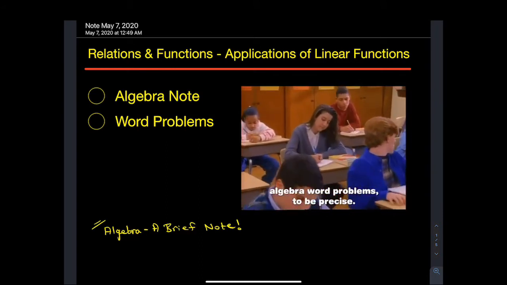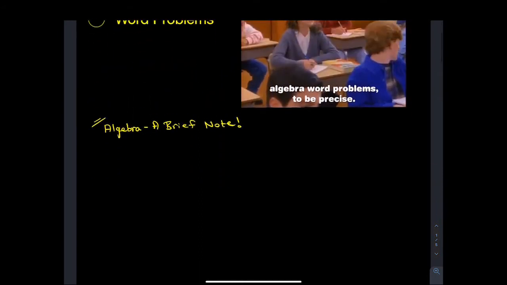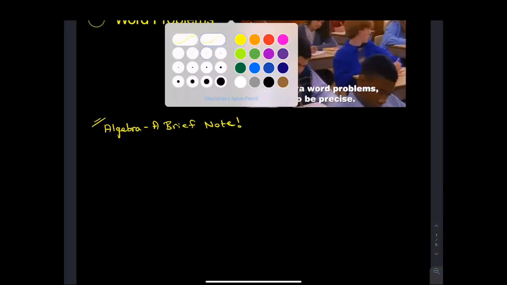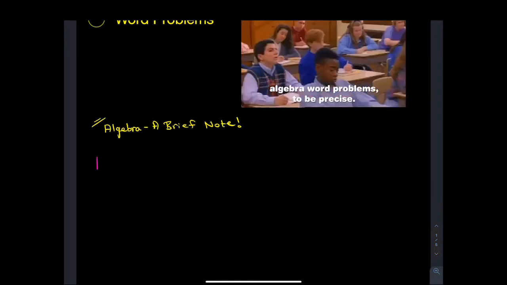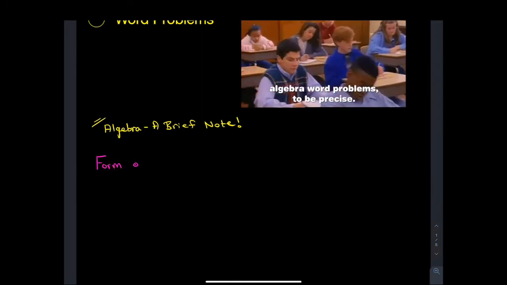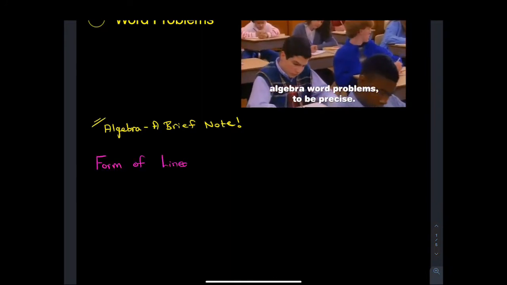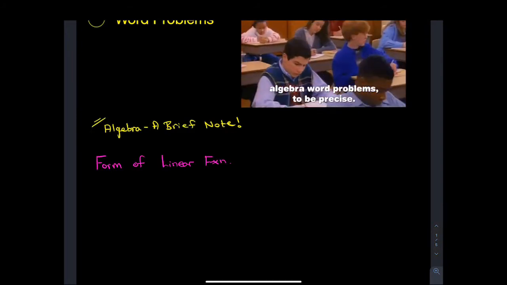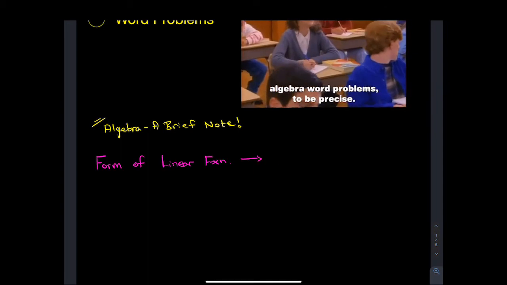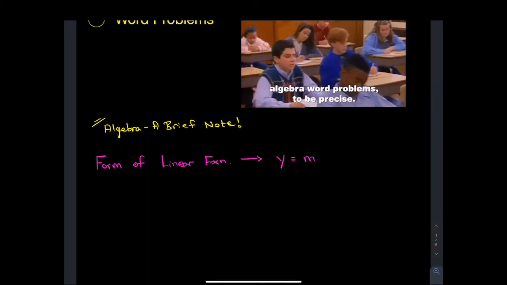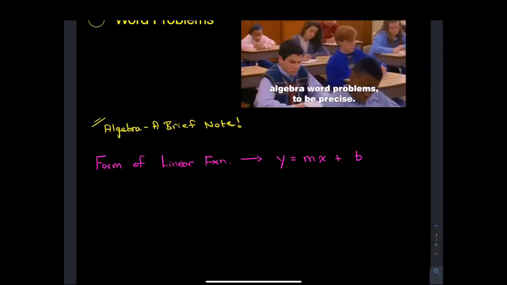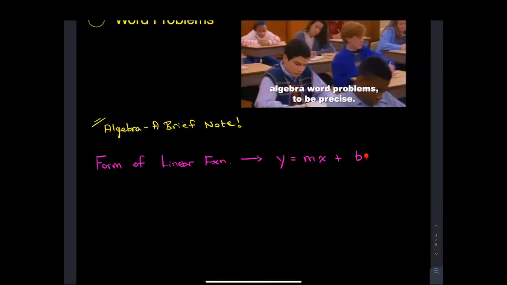So just a brief note on what it means when we're actually looking at a linear function. The most common form of a linear function, and you might remember this from grade 9, is slope-intercept form, or y equals mx plus b. I'm not too bent on you memorizing that.